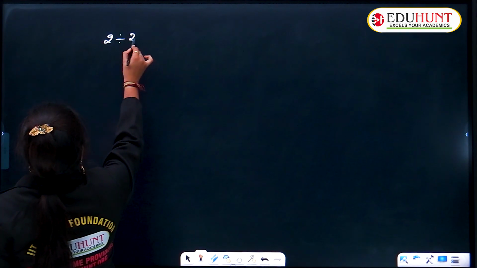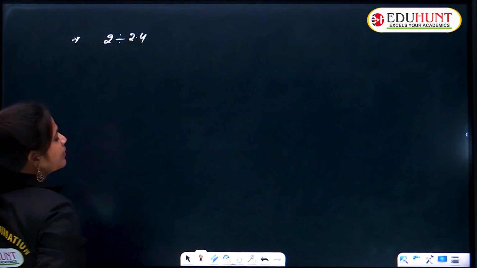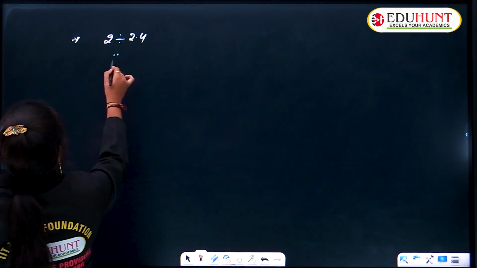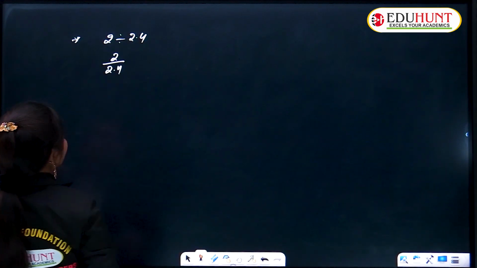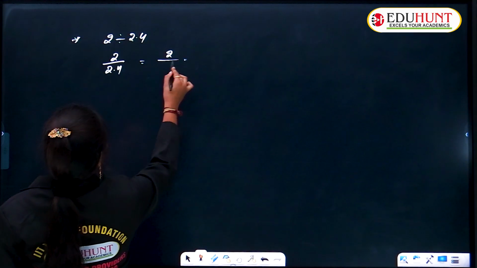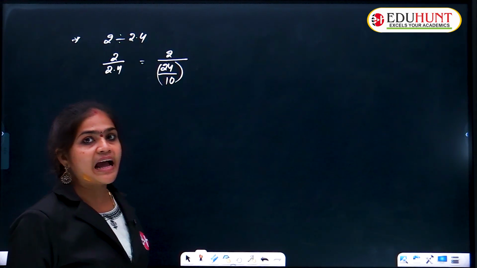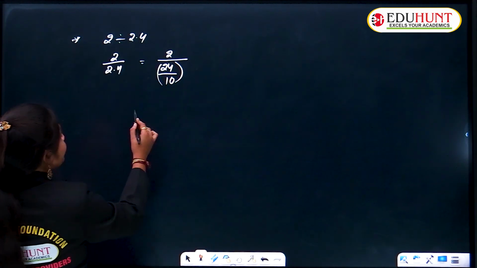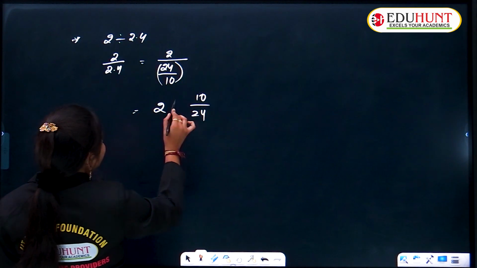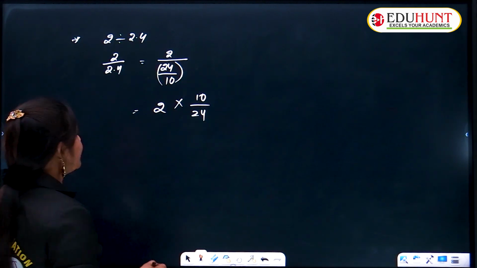In reverse, 2 divided by 2.4. This is the second one: division of a number by a decimal. Then here 2 by 2.4. How to write this? 2 by 24 by 10. Now in the denominator we have a fraction. Then the fraction becomes a reciprocal and the division becomes a multiplication.